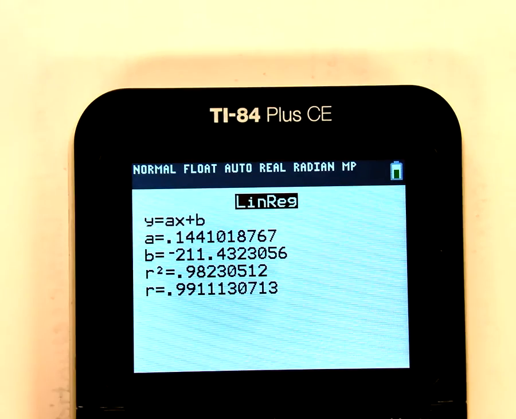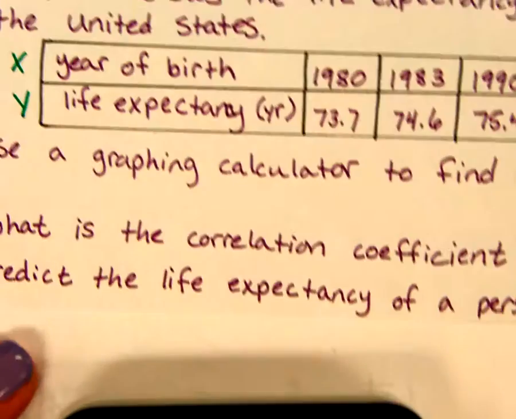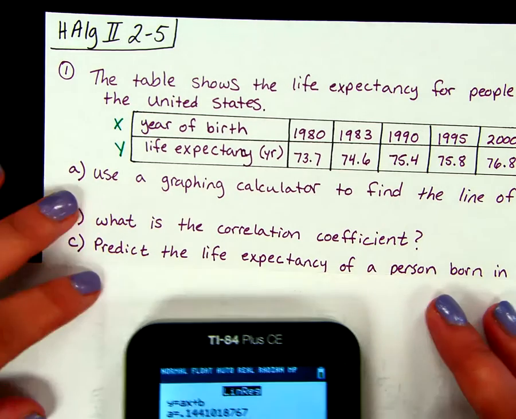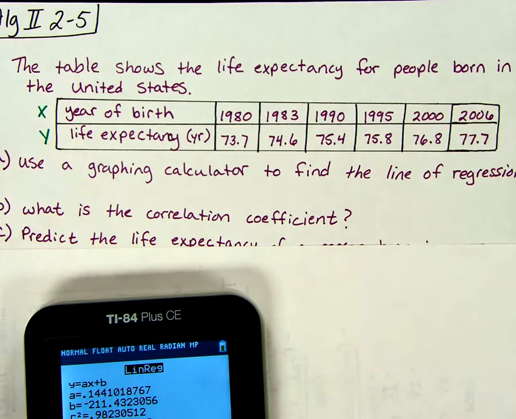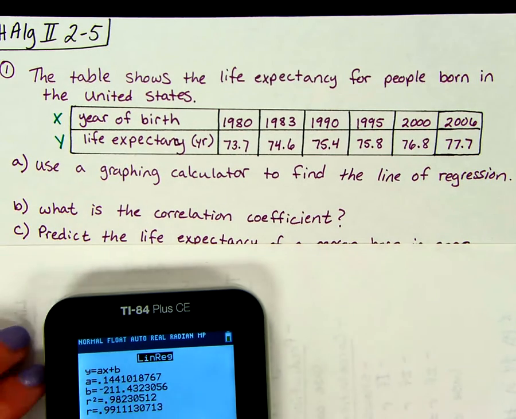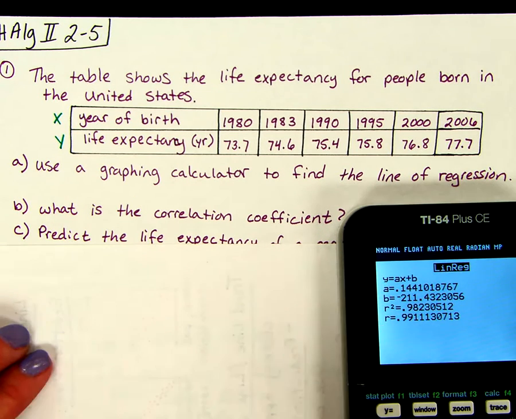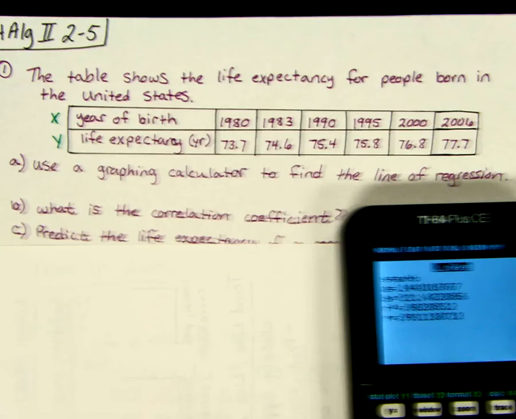I'm going to go back and get my paper here. I'm going to have to zoom out a little bit. I'm going to answer my very first question, part A, where it's asking for the line of regression. We are just going to substitute our numbers A and B into that general formula that it gives us. And we're always going to round to 3 decimal places when we do this.